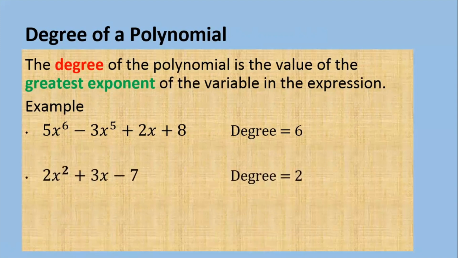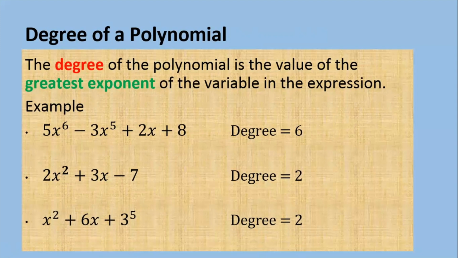This one, that's simple, right? You've got x power 1 here, x power 2, so 2 is greater than 1, therefore the degree of the polynomial is 2. Now, what about this one?